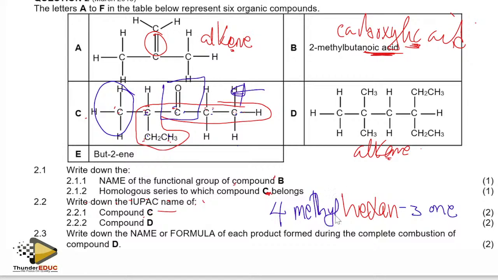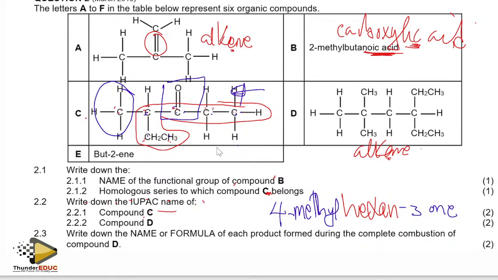Therefore, I add yl, so it becomes methyl. 3-methylhexane, 3-methylhexane. That is the IUPAC name of that. I think you got it right.